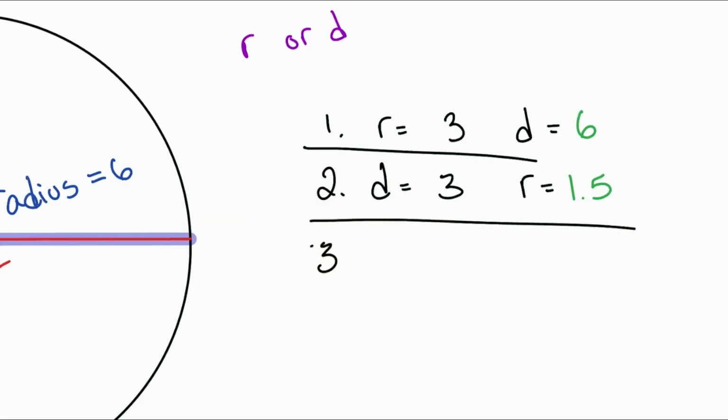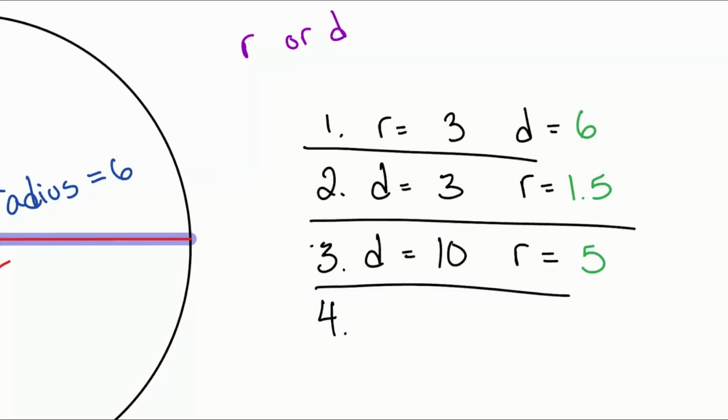Number 3. So let's say we have a diameter of 10. What is my radius going to be? That's correct. My radius is going to be 5, because again, diameter is the bigger one. Cut it in half to get the radius, and that's how we get 5. Let's go ahead and keep it up here. Let's do a couple more before we move on.